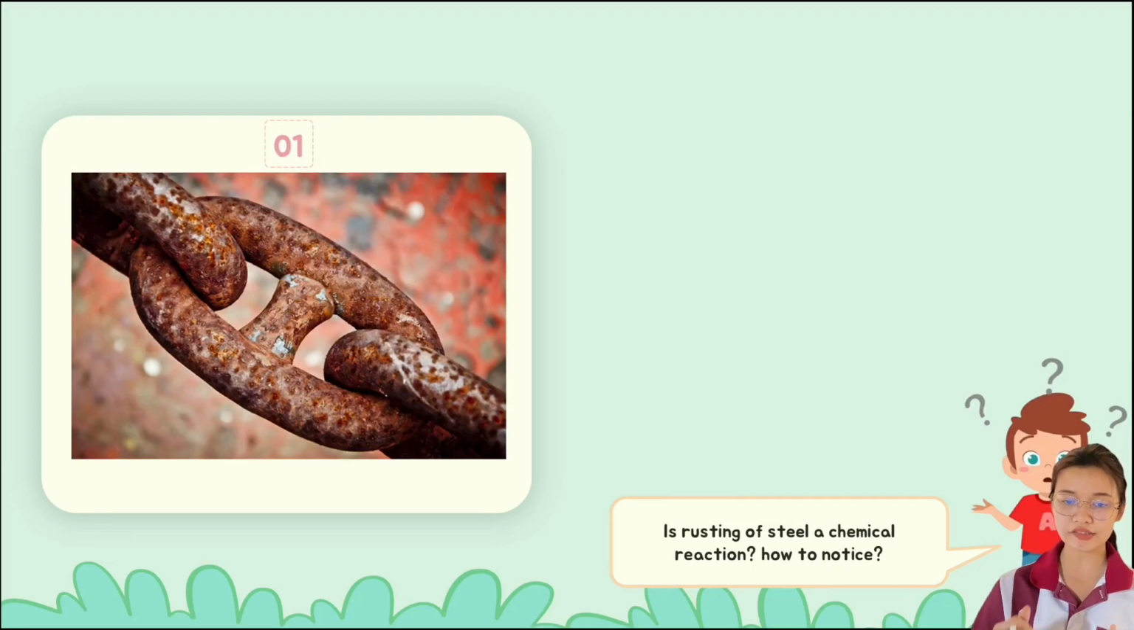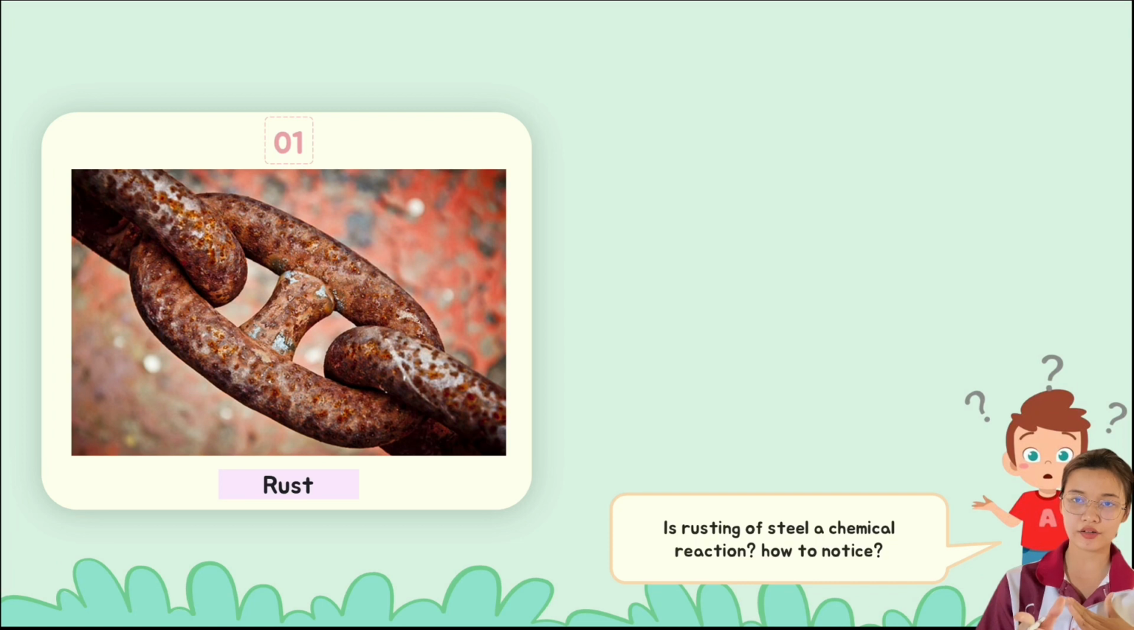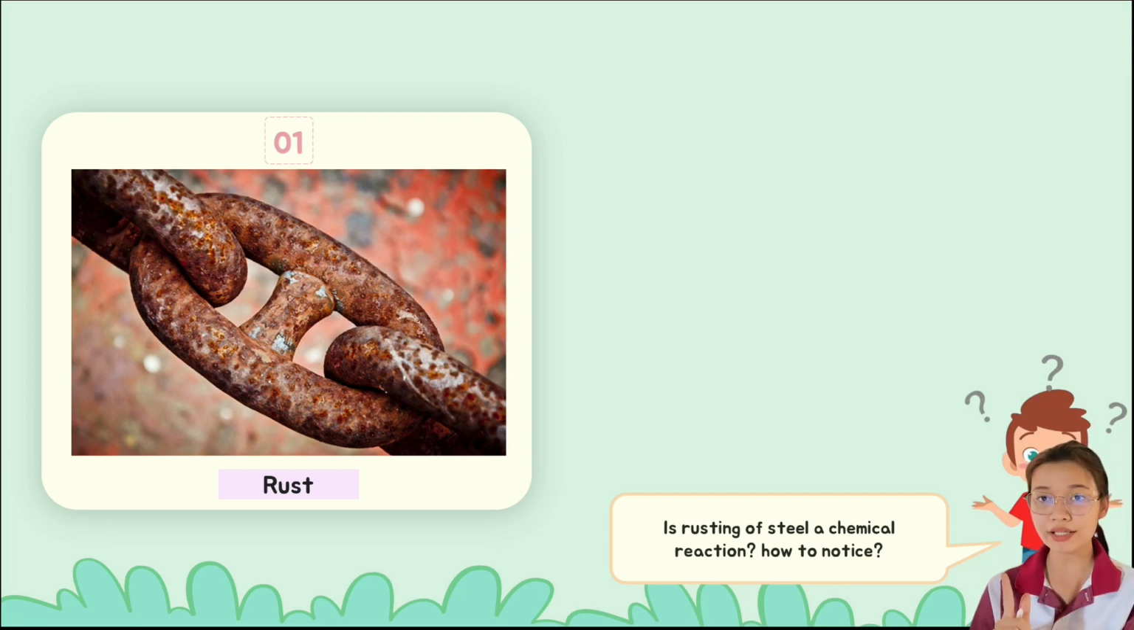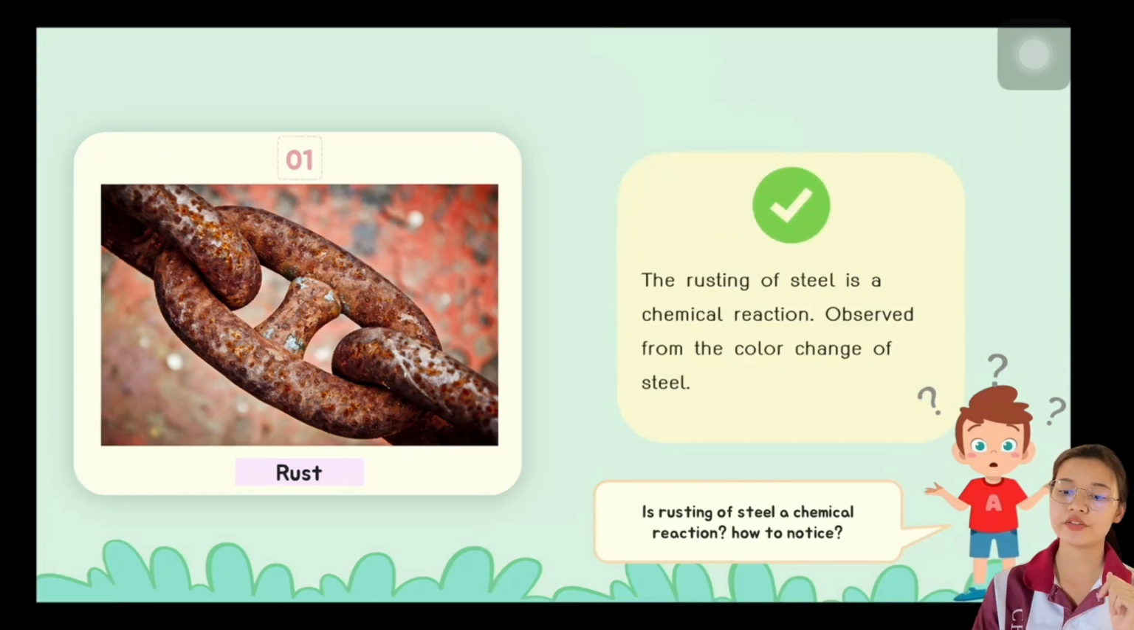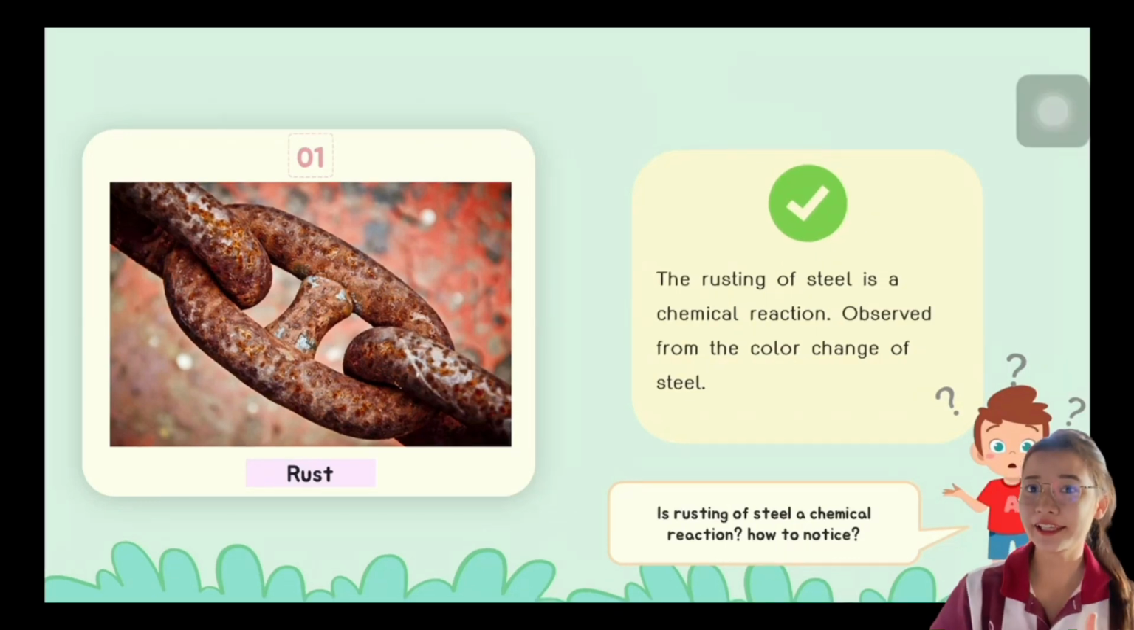Okay, example 1. This is rust. Is the rusting of steel a chemical reaction? How can we notice? Would anyone like to answer these questions? Yes, the rusting of steel is a chemical reaction, and it also forms a color change of the steel. Okay, let's look at the chemical equation of the reaction.